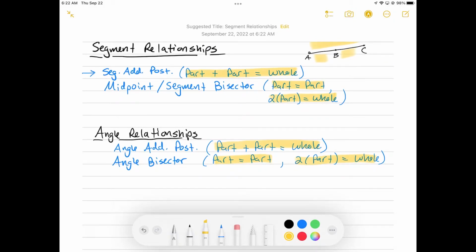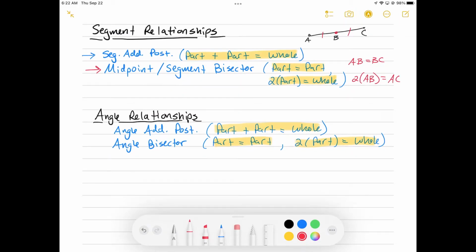But if I tell you that B is actually a midpoint, if B is the midpoint of AC, then that makes these congruent segments. Okay, that means part equals part. So in this case, that would mean AB would equal BC, or I could do 2 times either of those parts. So let's say we did 2 times the length of AB. That would also have to equal the length of AC. Okay, and so we have those segment relationships, and we're going to use some of those today.